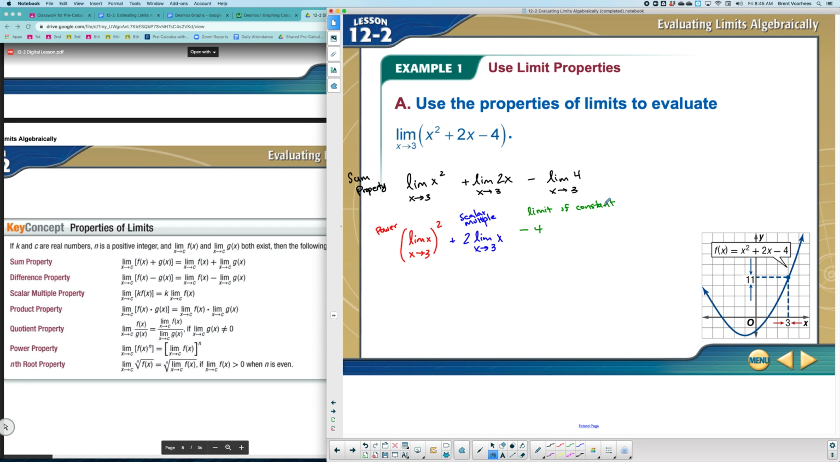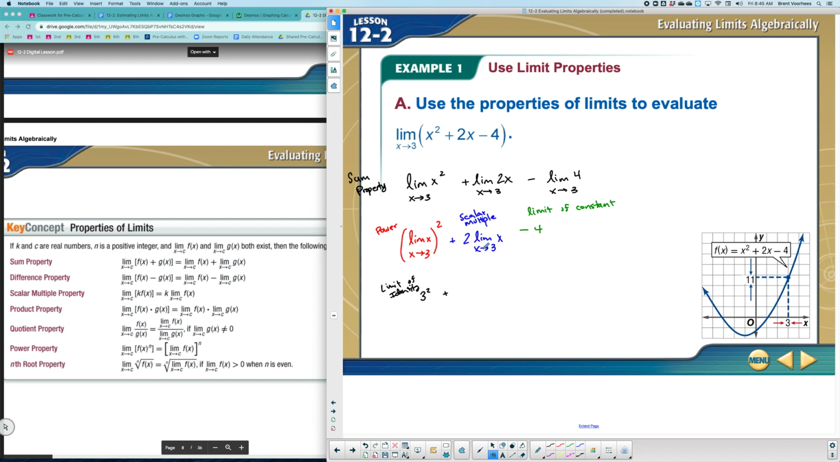Okay. So now how do I evaluate this? Well, this is the identity function, which means that value is going to simply be 3 squared, because that's the limit of an identity function. The limit of an identity function is just the number itself. So if x is approaching 3, that's a 3. So it'll be 3 squared.